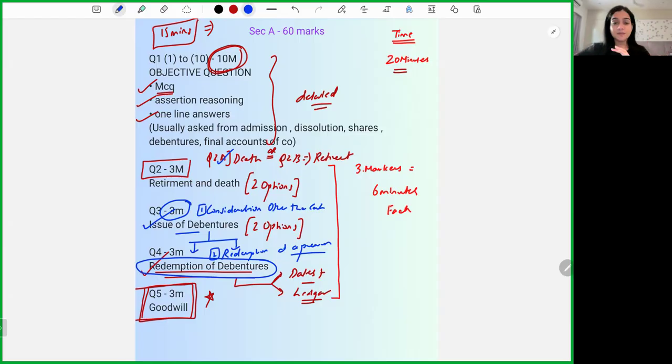Okay. So this is a basic understanding of how the paper goes. Now, going ahead, I'm going to share some videos on each question, what I would basically aim at if I'm doing MCQs, or if I'm doing, let's say, retirement and death, which are the topics I would definitely go and study.